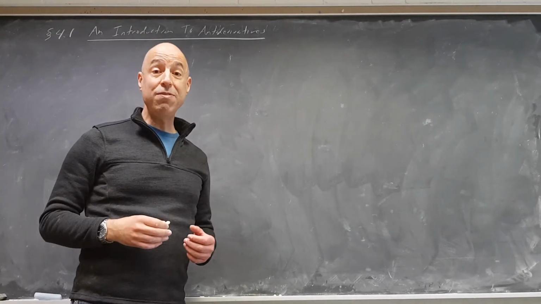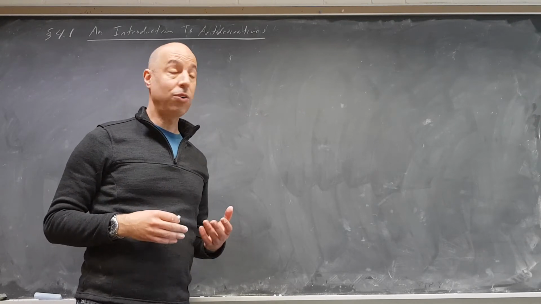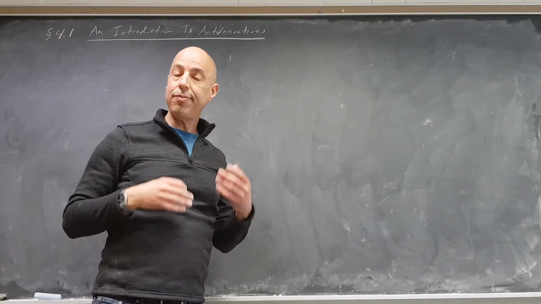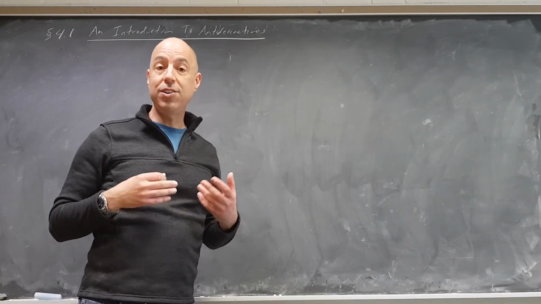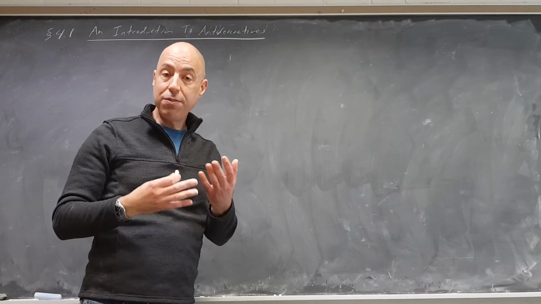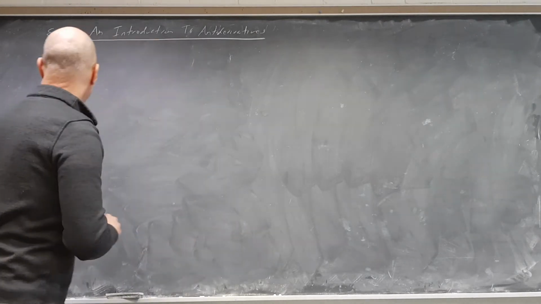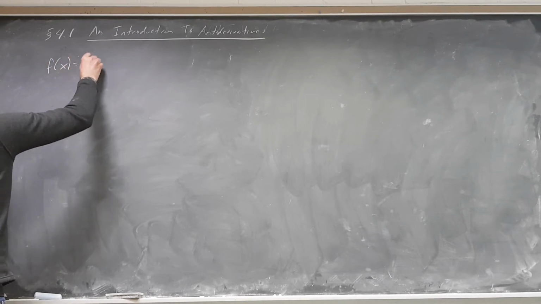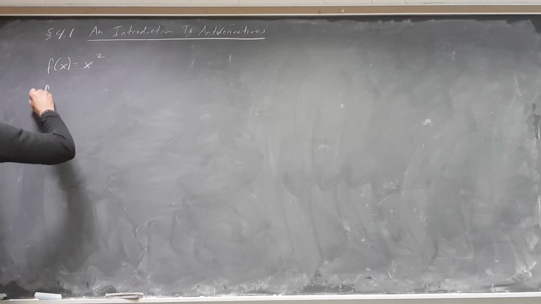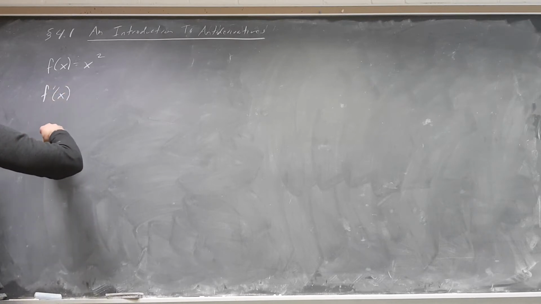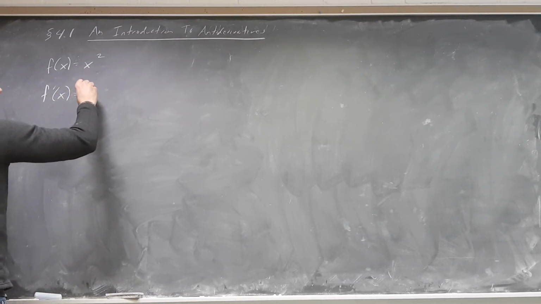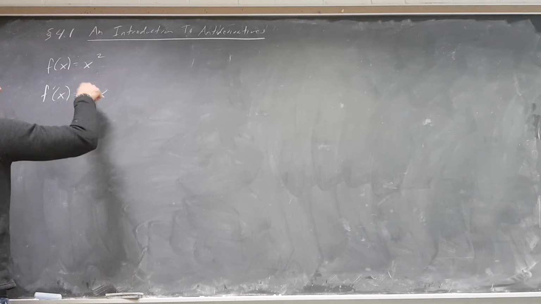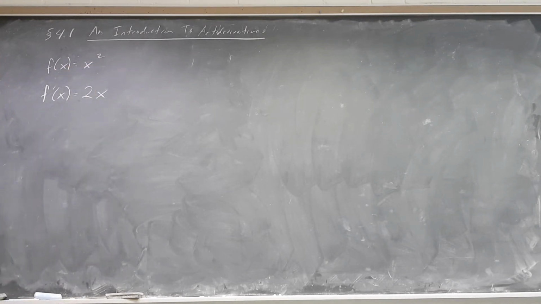I'd like to give you a brief introduction to the notion of antiderivatives. So now we are in the last chapter in this course. And the idea is fairly simple. It's just derivative in reverse. So if I said that f of x is x squared, then you know that you can compute using the power rule that f prime of x is 2x. So f prime of x equals 2x is the derivative of x squared.